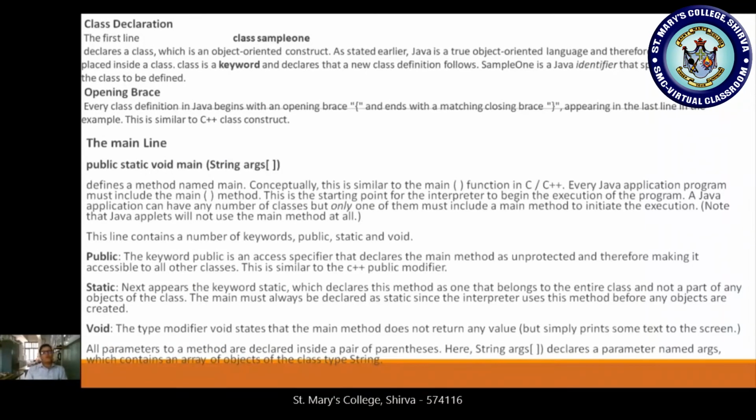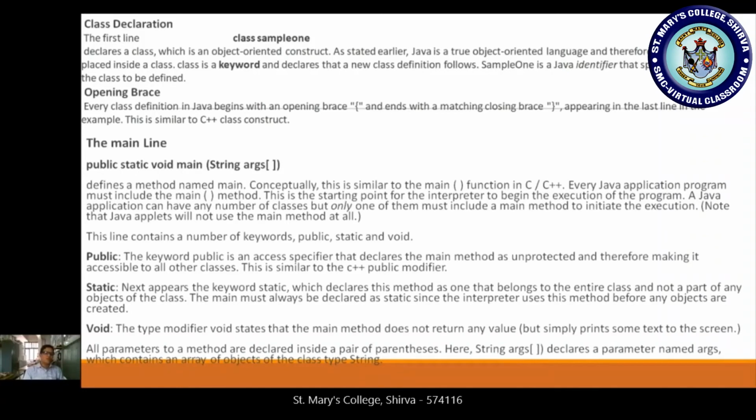Now here the first line, class sample1: class is a keyword, sample1 is the name of the class. Afterwards we are using the open curly brace followed by the closing curly brace. Afterward the main method, public static void main String args.